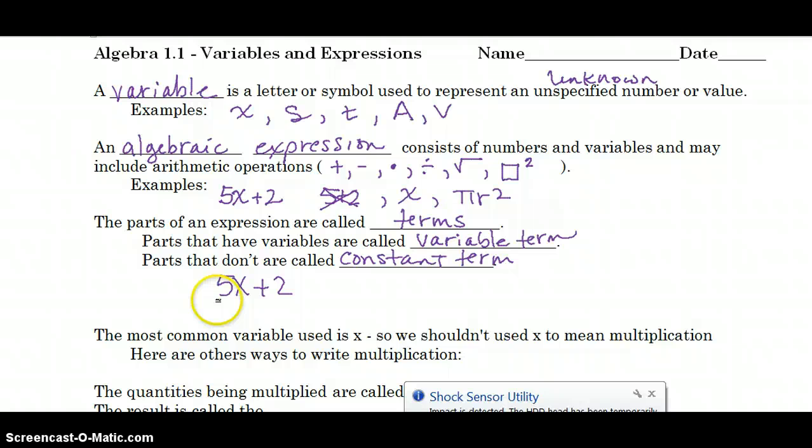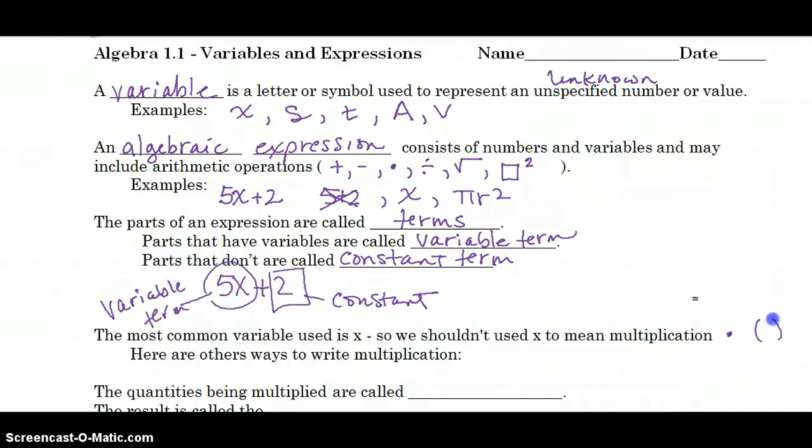The most common variable, I already said, is x. So we shouldn't use x to mean multiplication any longer. That's why I used the dot earlier. Parentheses is another great way of denoting multiplication. So if I just set 5 beside x, that's also understood to be multiplication. So you might say 5 times x or 5 times x using parentheses, or even 5 with just the x in the parentheses. So these are all ways of showing multiplication. Okay.